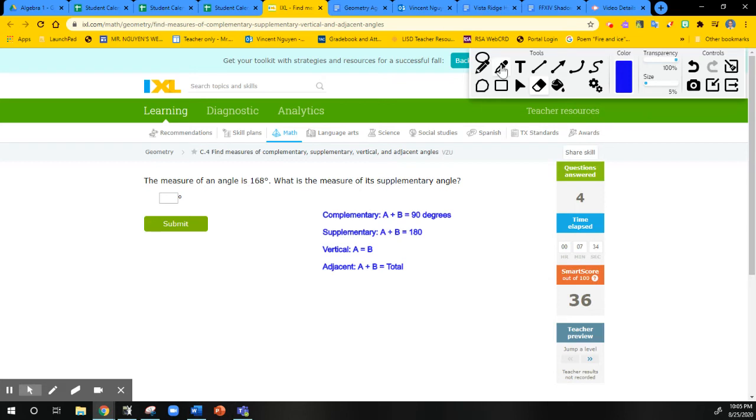Okay. So we're given one angle. We're given 168, and the measure of it's supplementary. Supplementary means they add to 180, right? So what this is saying is if you have one angle, 168 degrees, and then you add to another angle that you don't know, the total is 180. So what are you missing?